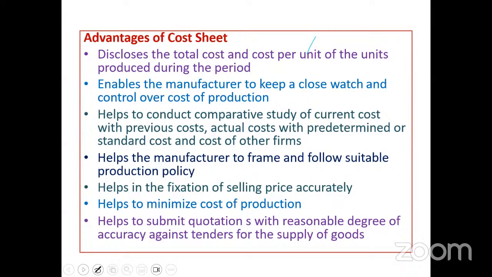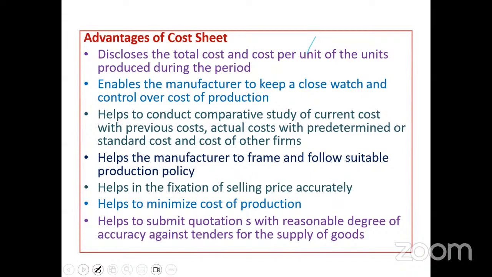Again, it helps to submit quotations with a reasonable degree of accuracy against tenders for the supply of goods. If you are preparing the cost sheet, you can know the cost per unit or total cost of your products. On the basis of that, you can participate in the tender process and quote your price of the product in that particular tender. Let's say one private hospital is asking you, you are the bakery manufacturer, every day in the morning you need to provide 5,000 units of bread, and in the evening you need to provide 5,000 units of bread. So at what price or cost can you provide?